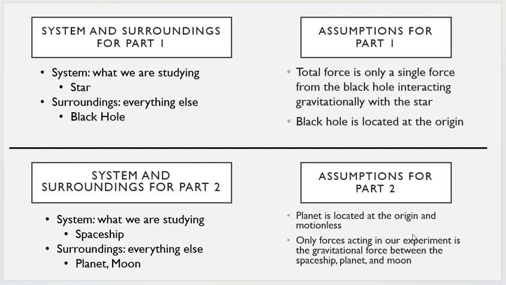For part 1, the system is the star and the surroundings is the black hole. Some assumptions are that the total force is only from the black hole, and the black hole is located at the origin. For part 2, the system is the spaceship and the surroundings are the planet and the moon. An assumption is that the planet is at the origin and is motionless.